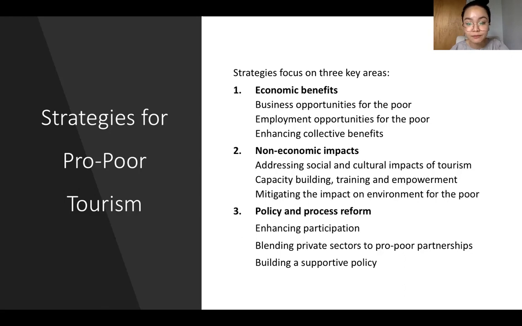Policy and process reform, enhancing participation, because the poor are often excluded from the decision-making process, making it very unlikely that their priorities would be reflected in decisions. Blending private sectors to propel partnership. Local thriving tourism enterprises may require input to develop skills, marketing links, and commercial expertise. Building a supportive policy, because governments see tourism as a means to generate foreign exchange rather than to address poverty. So the lack of a poverty framework can inhibit progress in travel tourism.